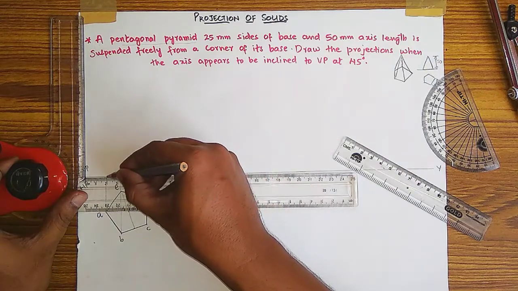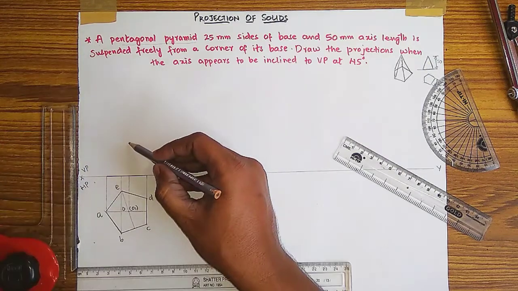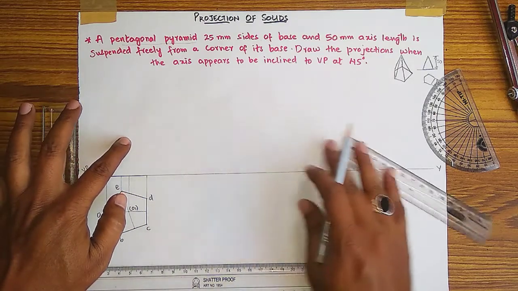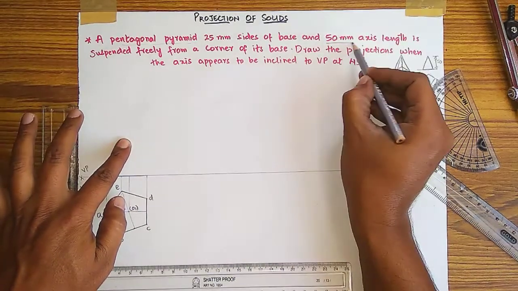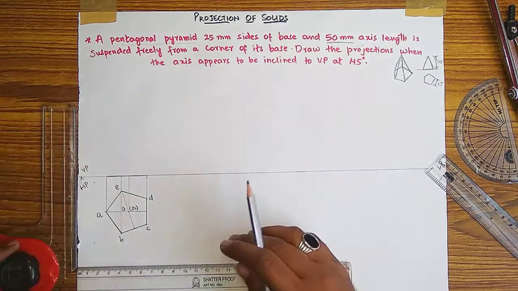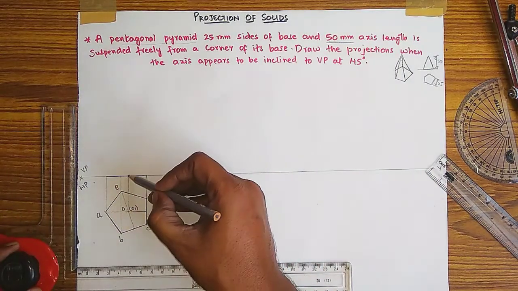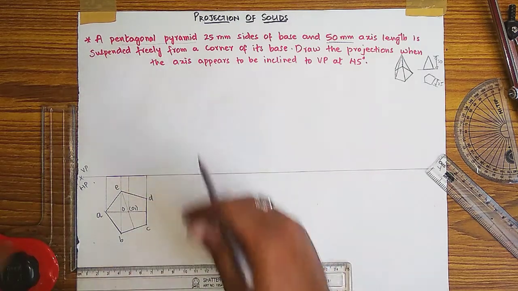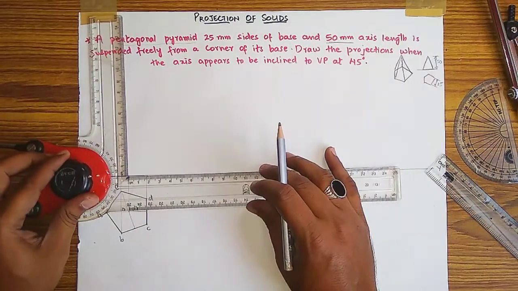Then you have to dark this line. This line is the pyramid's base line. Now you have to draw the pyramid. To draw the pyramid, you need an axis height of 50 mm. So from O you have to take 50 mm along the axis line.